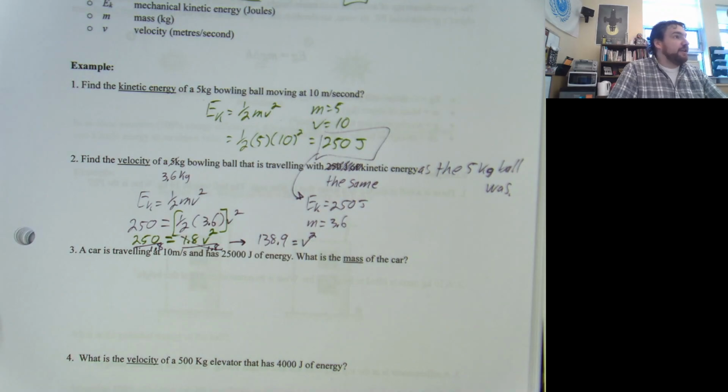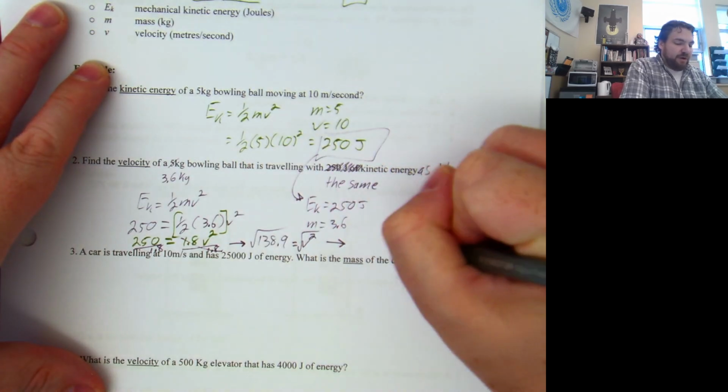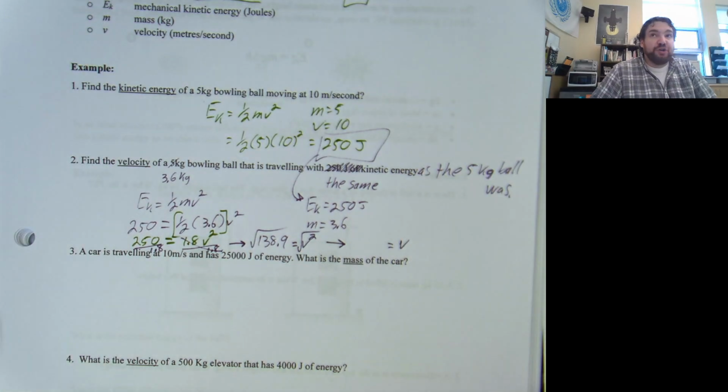So now we need to get v alone. We need to square root both sides. And v is going to equal, what is the square root of 138.9?